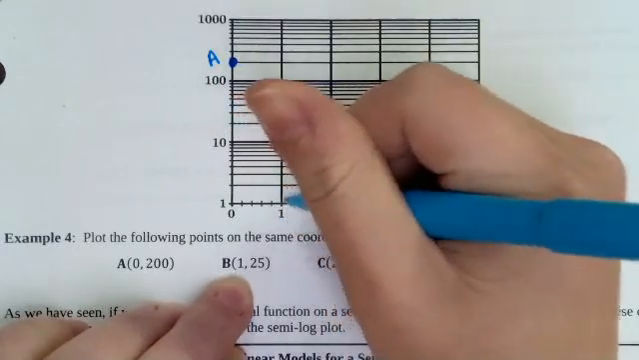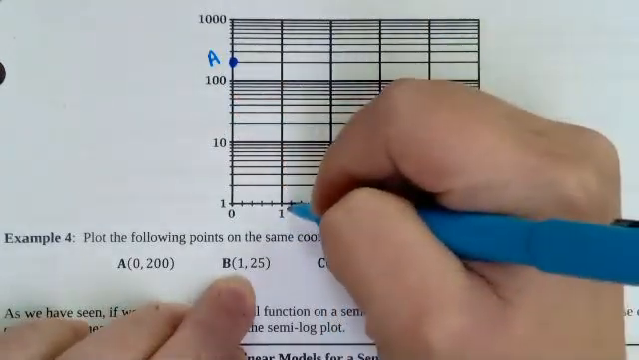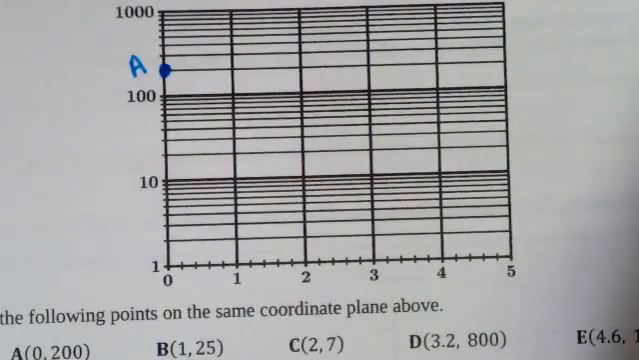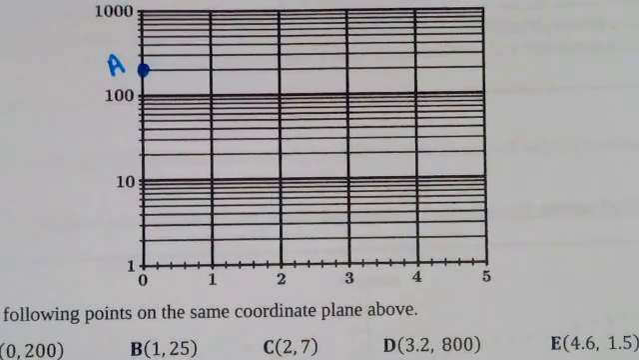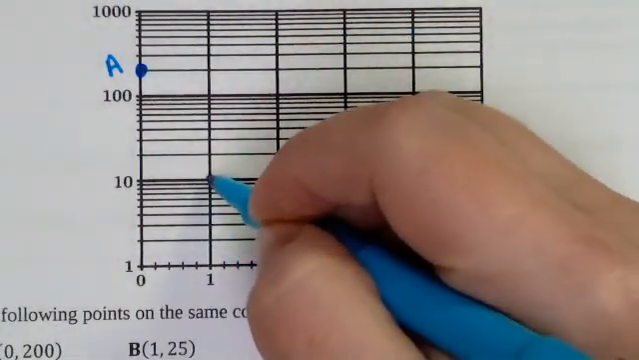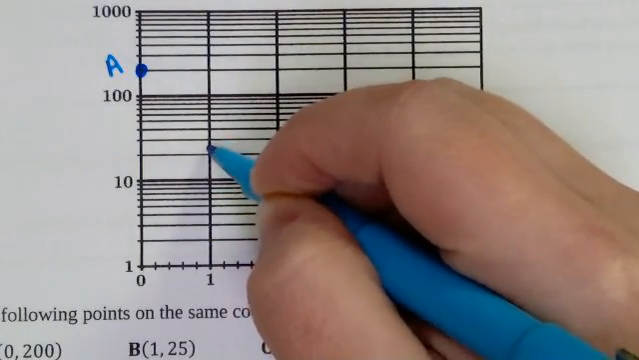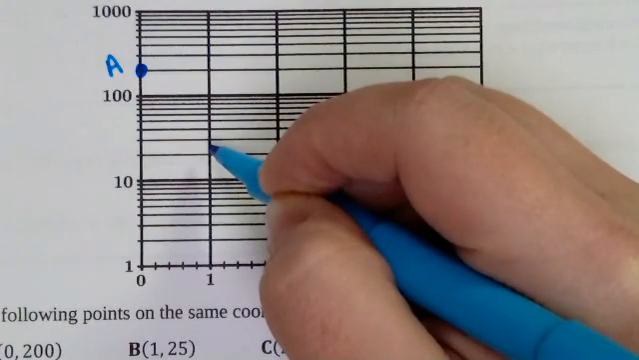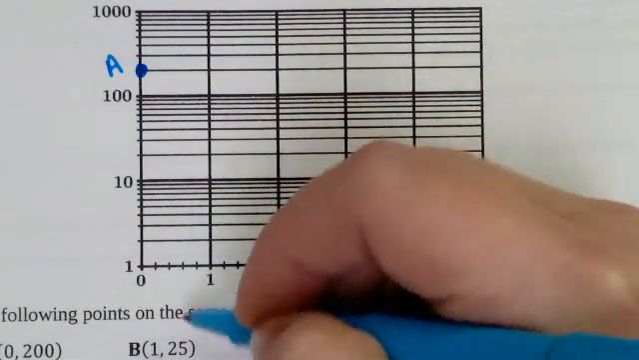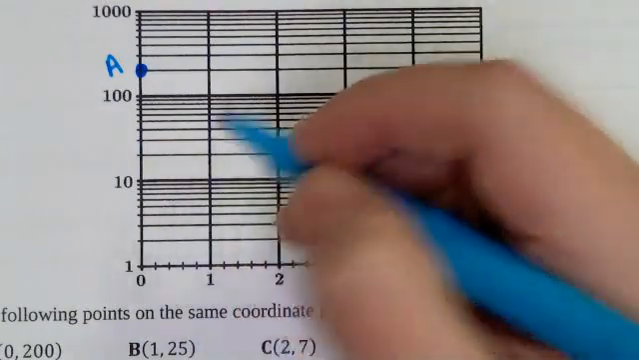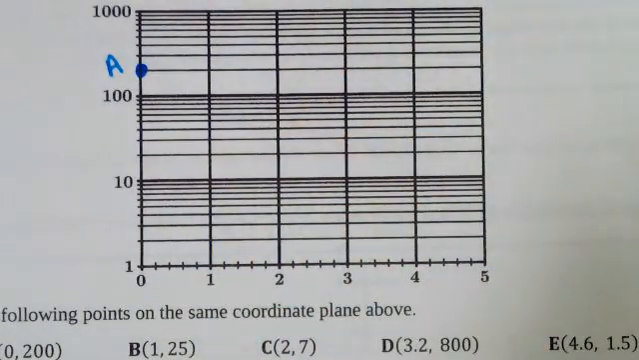B at 1, 25. Now I need you to be careful because 25 is a little bit tricky. I'm going to zoom in some more so we get a closer picture. So for that B value at 1, 25, I should go up to 10, 20, 30, and it should be in here between the 20 and the 30. But be careful, because it actually shouldn't be exactly in the middle between the 20 and the 30, even though 25 sounds like it should be.